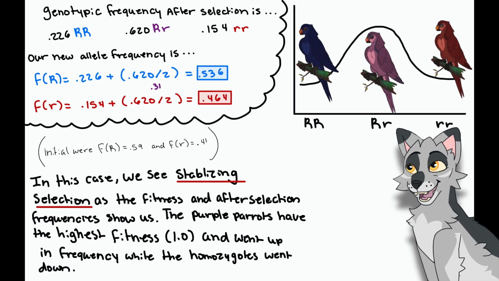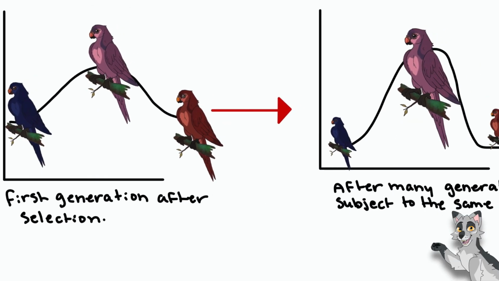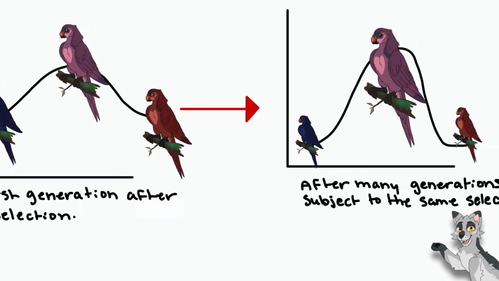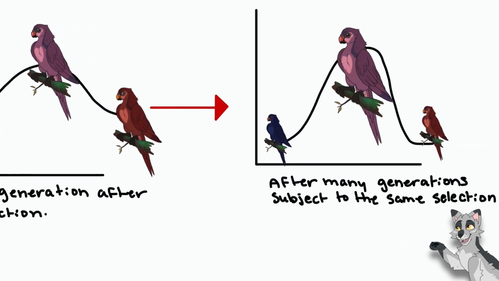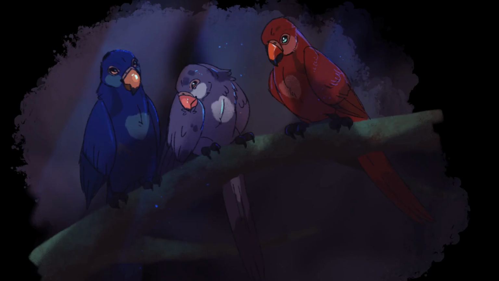And when comparing initial and post-selection frequencies of alleles and genotypes, we can clearly see heterozygote advantage showing itself as a stabilizing selection. We also see a change in our alleles with big R going down and little r going up. Perhaps the purple heterozygotes have gained selective advantage over others due to camouflage.